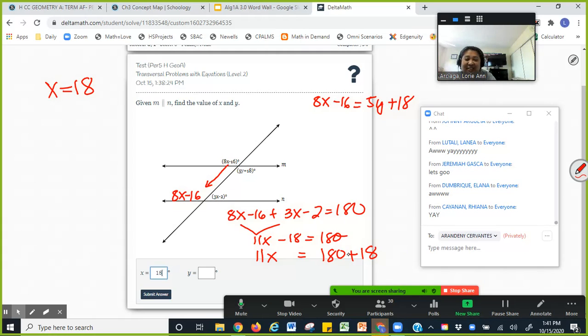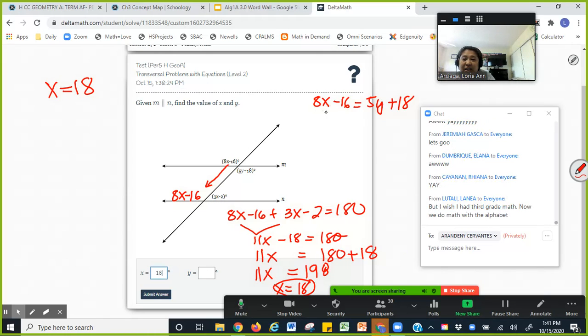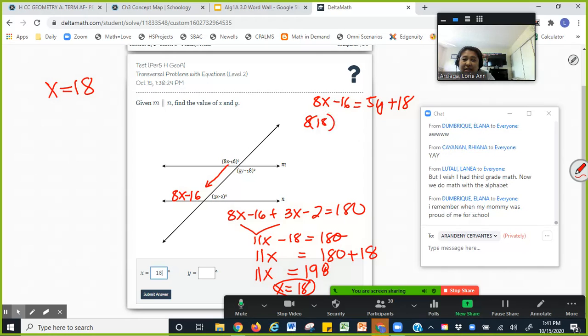Yes. Okay, so this one becomes 11x is equal to 198. So is x equal to 18 here? According to Ilana, it's 18. So once you have the 18, you've got to plug it in here. So 8 times 18, whatever that is.